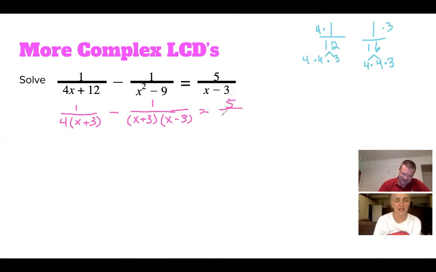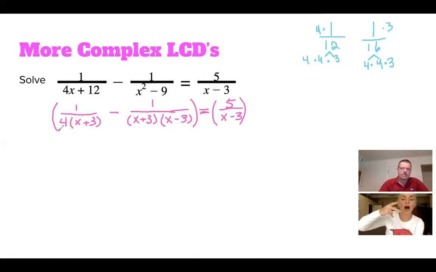Sure. So here you can see 4x plus 12 factored to 4 times x plus 3. Then you've got an x plus 3, x minus 3 in the next denominator, and an x minus 3 in the next denominator. Once you have it all factored out like this, you can just see what factor is missing, and multiply the top and bottom of those fractions by what's missing.